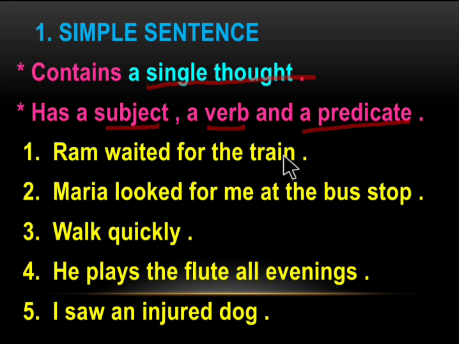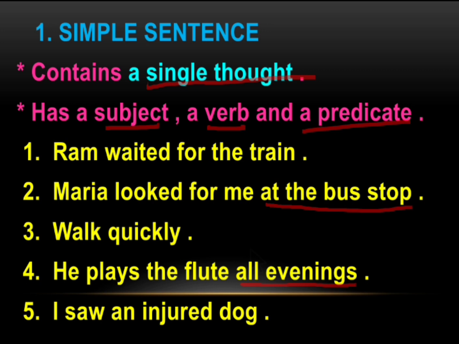Ram waited for the train. So this is a single thought. We cannot split it. The next sentence, Maria looked for me at the bus stop. Here, of course, this part is the phrase, and this is the main clause. Maria looked for me at the bus stop. He plays the flute all evenings. This all evenings can be taken as a phrase. The next one is, I saw an injured dog. So, a simple sentence contains a single thought and it has a subject, verb, and a predicate.